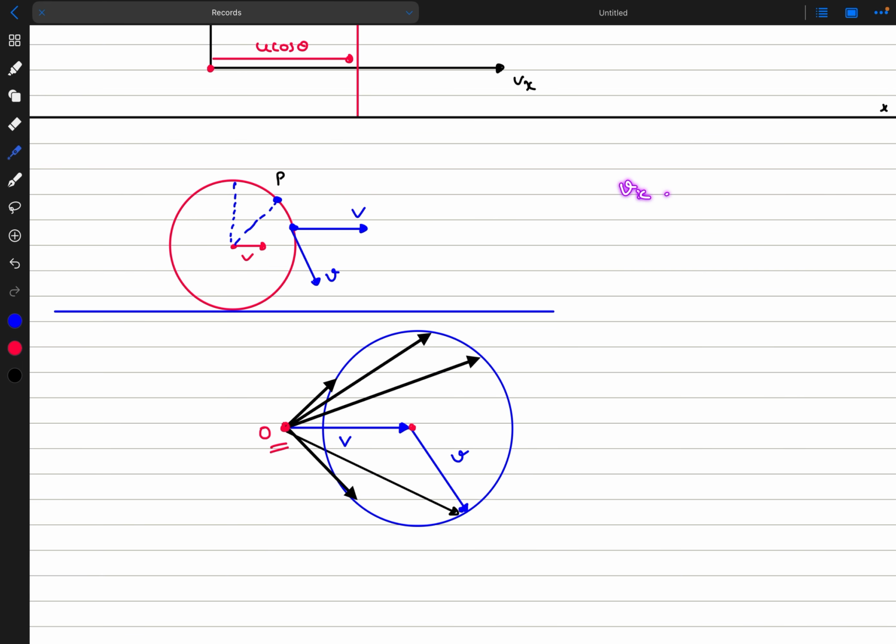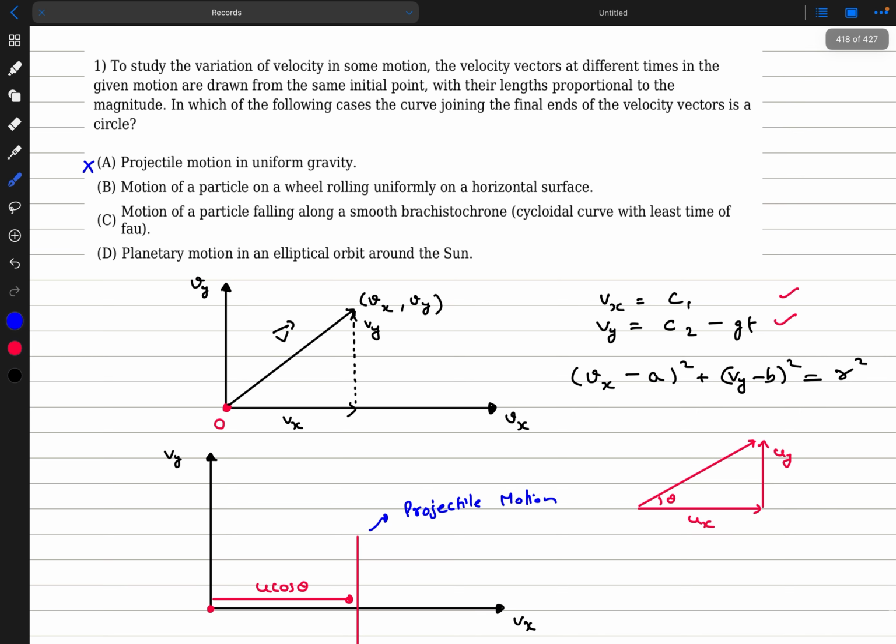So essentially the vx vy relation should be an equation of a circle. So that's the main idea. So B option, yeah, the hodograph is a circle. So B option is correct.